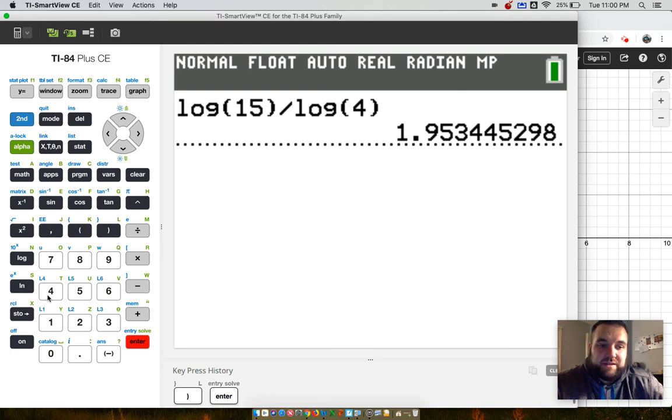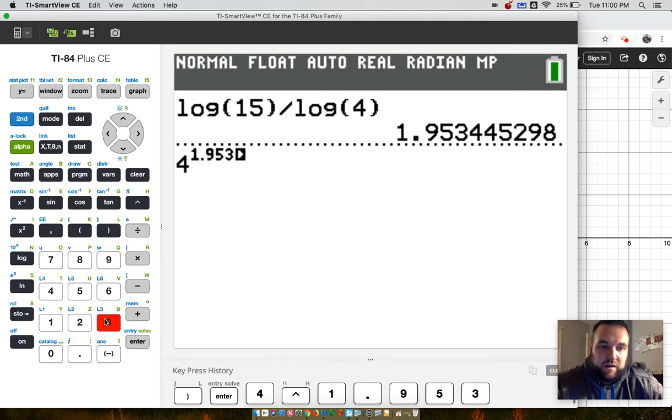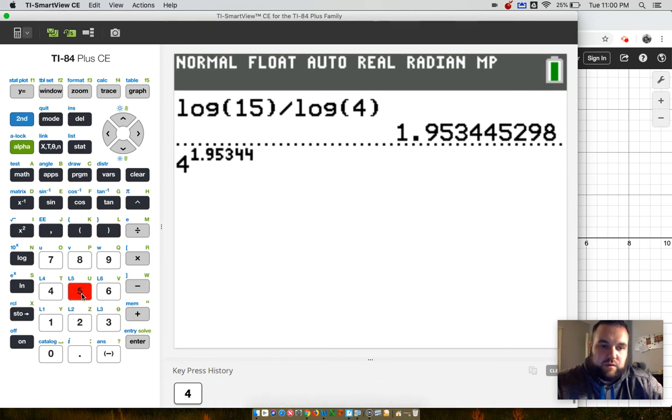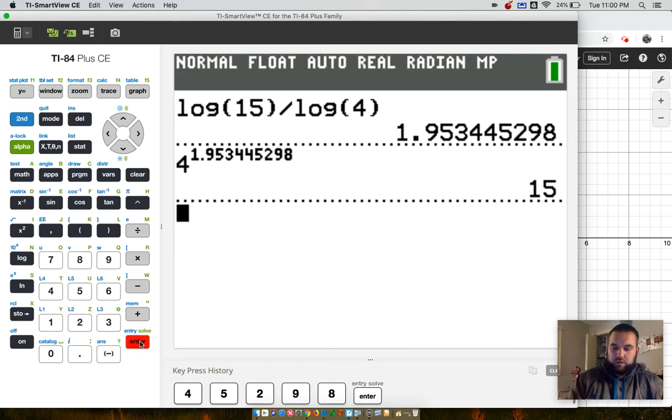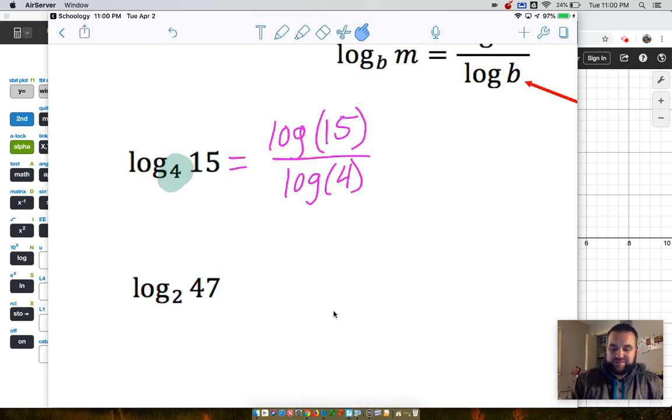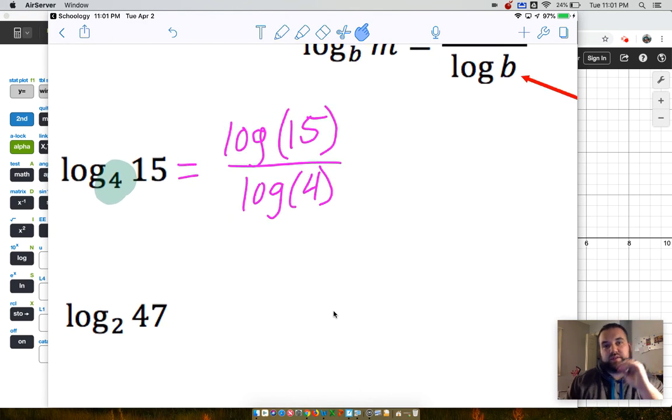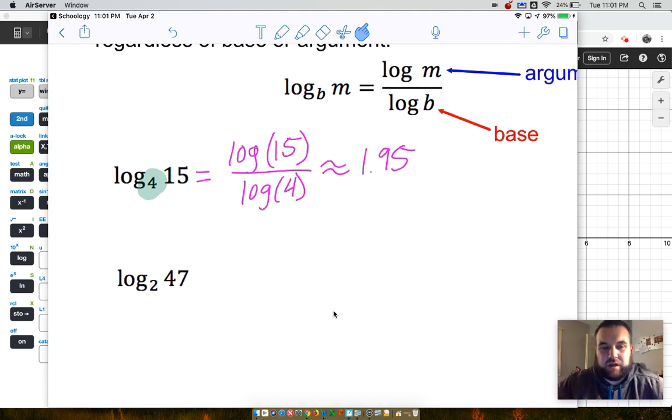And what that tells me is that 4 raised to that power, 1.95344..., should give me exactly 15. Okay, so if you are trying to figure out log base 4 of 15, in the calculator you can simply type log 15 divided by log 4, and we get approximately 1.95.